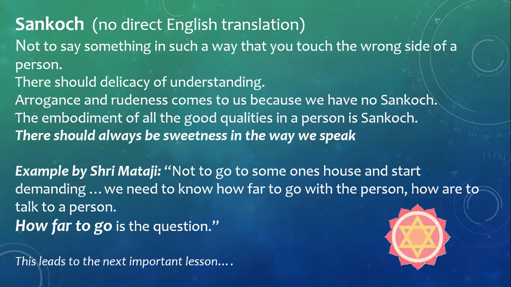And not to say something in such a way as to touch one side of a person; there should be delicacy of understanding. Arrogance and rudeness come to us because we have no Sankoch. The embodiment of all the good qualities in a person is Sankoch. There should always be sweetness in the way we speak. And Shrimataji used to say not to go to someone's house and start demanding. We need to know how far to go with the person, how to talk to a person. How far to go is the question.